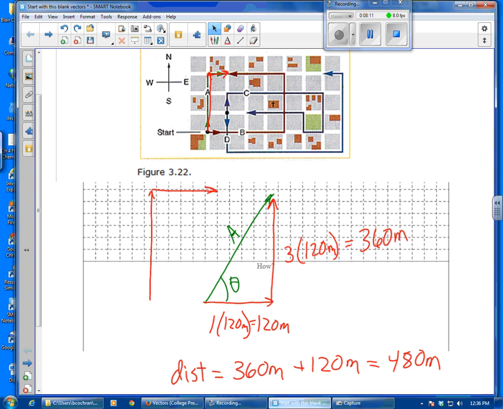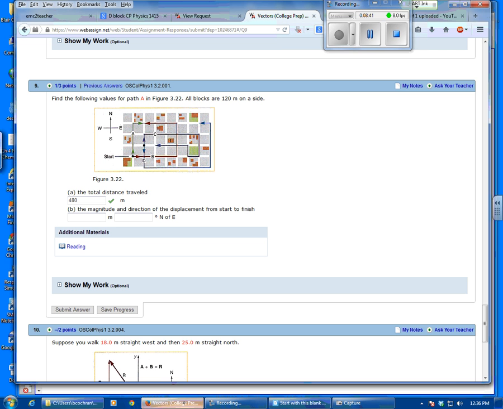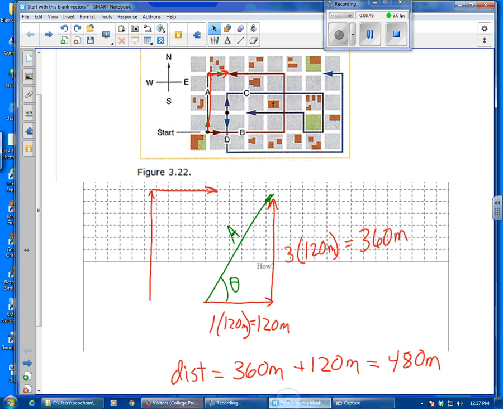All right, so if you had D here, you have 4 legs to add together. Maybe you have a different path than me. What's your path? In your question, it says find the following values for path. Ah, you have a different path than me. I got the easy path.